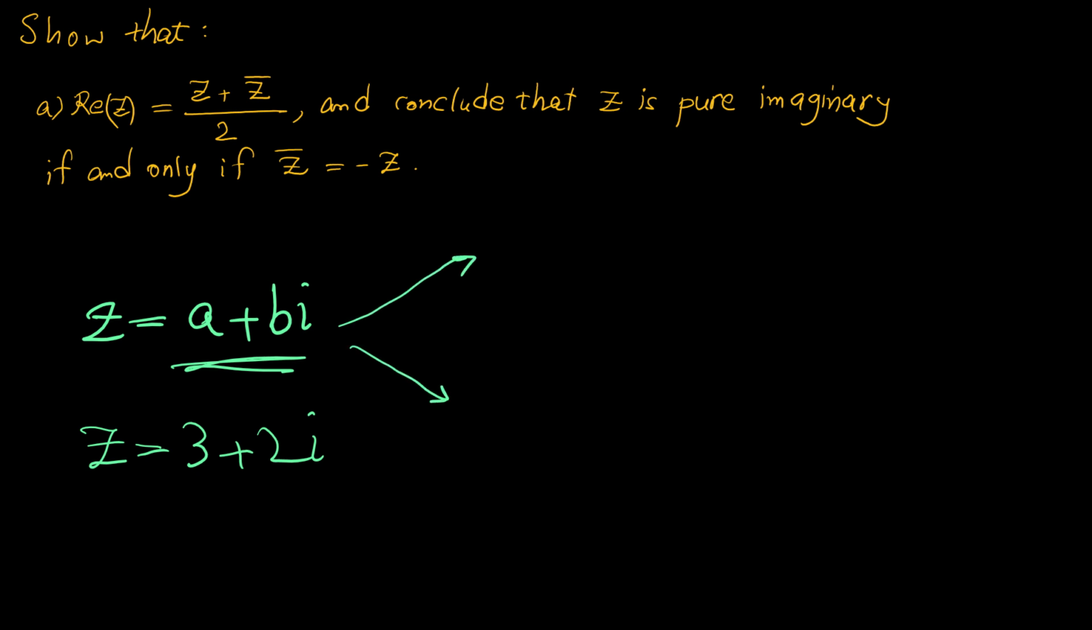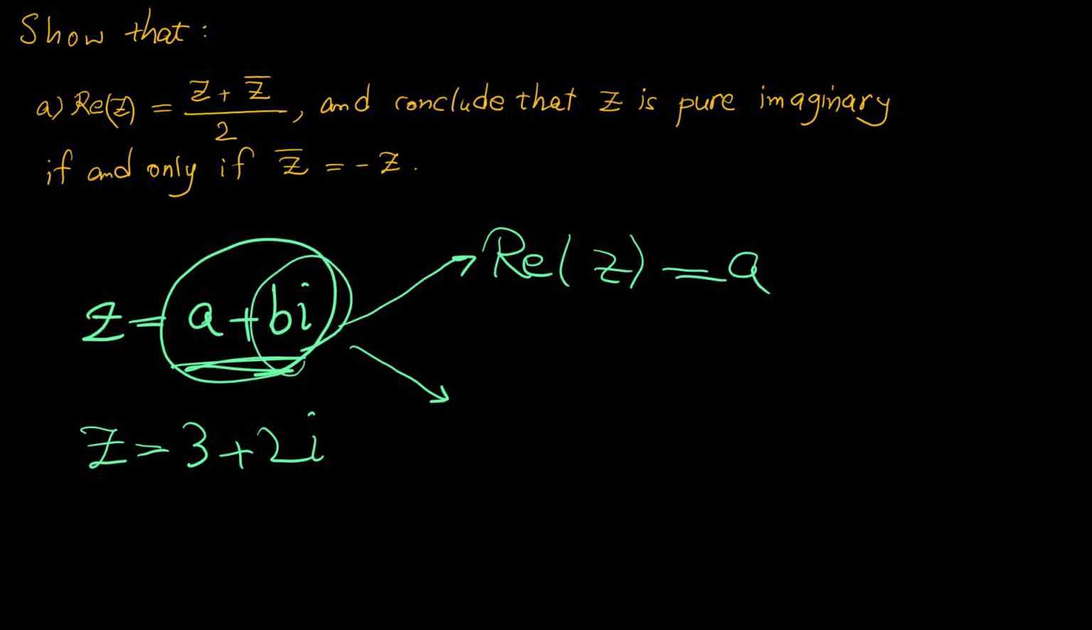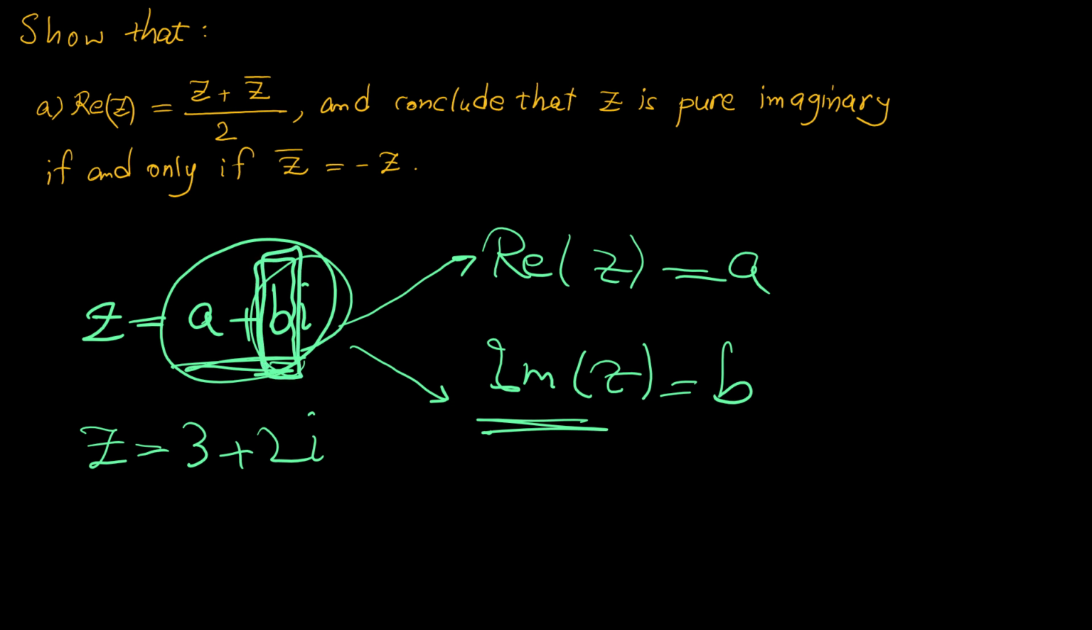Every complex number has two components, two parts. Real part. In this general form, real of z is a and imaginary part of z is b. Attention, imaginary part of a complex number is the coefficient of i. So, imaginary part of z is only b.